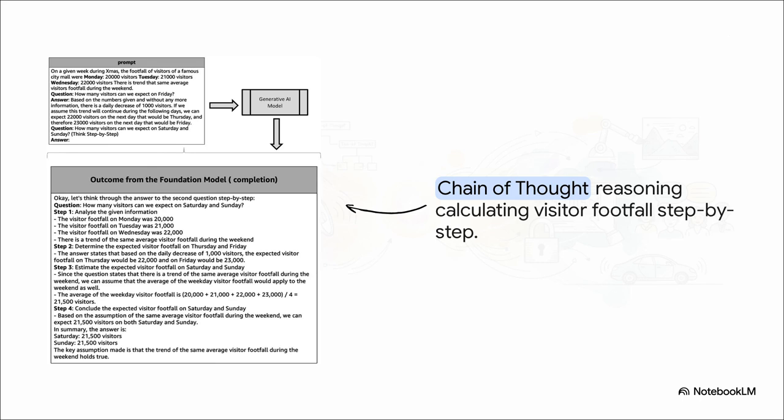Step 1, analyzing the given info. Step 2, determining daily expected footfall. Step 3, estimating the weekend. Forcing the AI to actually show its work logically like this drastically reduces the chance of hallucinations and those weird basic math errors. It ensures the final estimate of 21,500 visitors is accurate and easily verifiable by us.